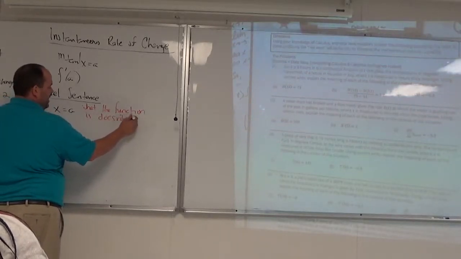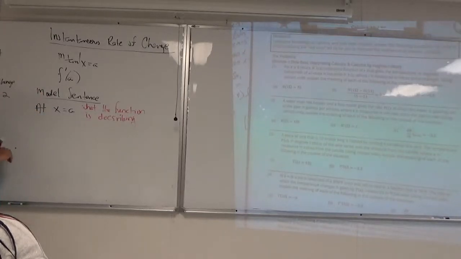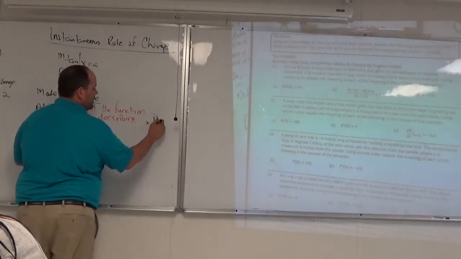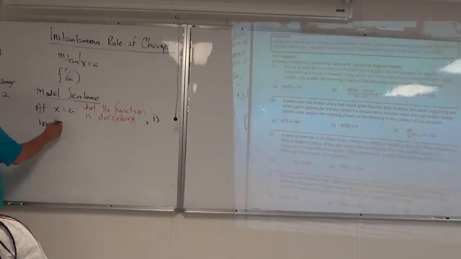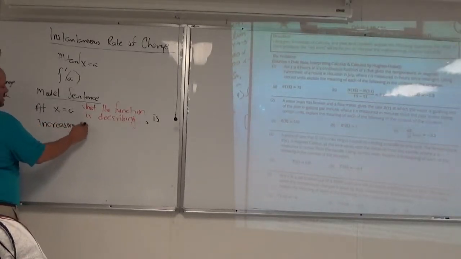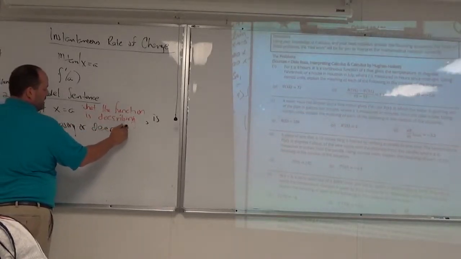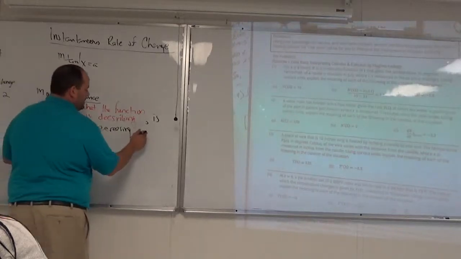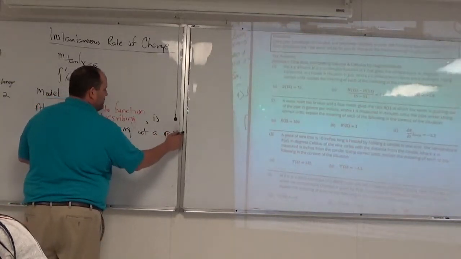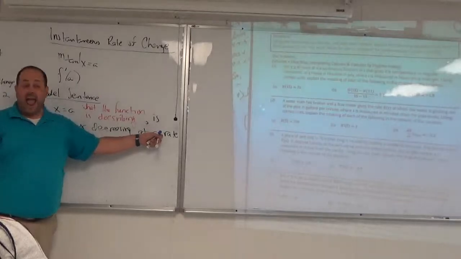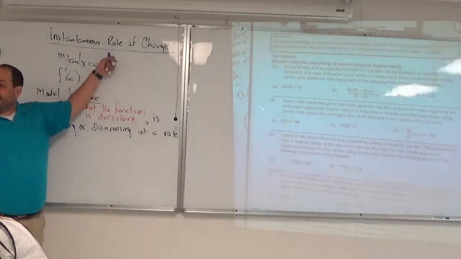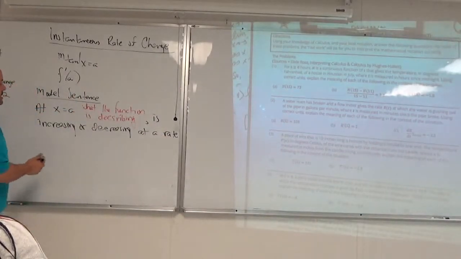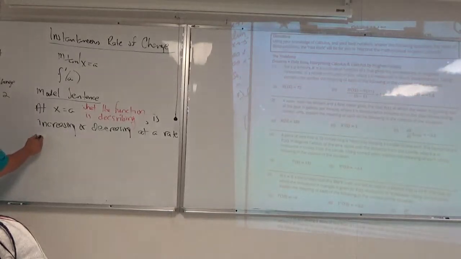Describe. At x equals a, what the function is describing is either increasing or decreasing. And we're going to get that based on the sign, the SIGN of our instantaneous rate of change. And we're going to say at a rate, not an average rate, because we're talking about it in an instant, at a moment in time, increasing or decreasing at a rate of, there's always going to be some number.